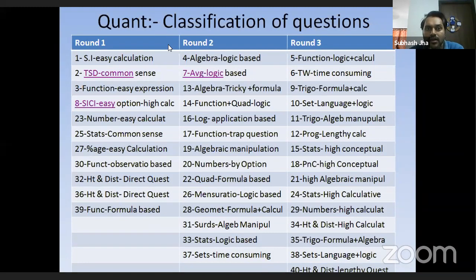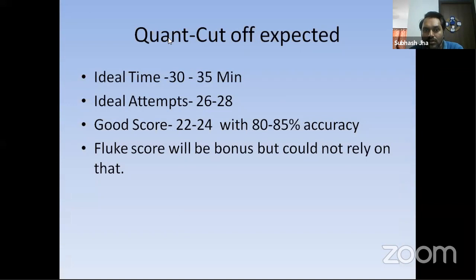Now coming back to what is expected from you. Out of these 40 questions, if you attempt even 30 or 28 questions, spending 30 to 35 minutes maximum, so in 35 minutes, if you attempt 26 to 28 questions with 80 to 85% accuracy, that will give you a decent score of 22 to 24.